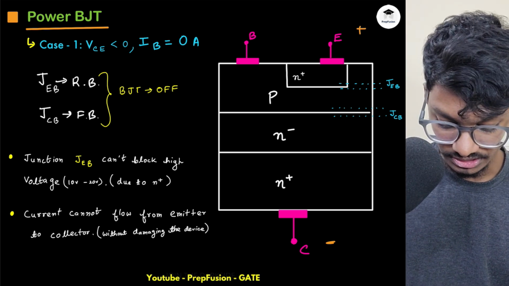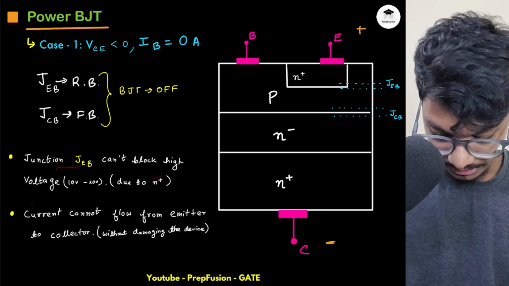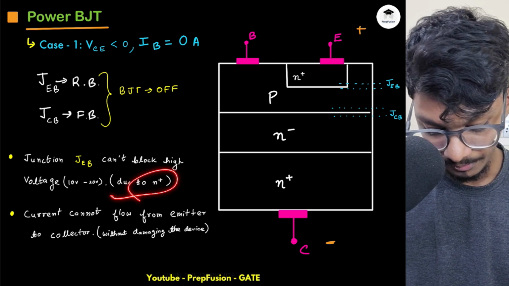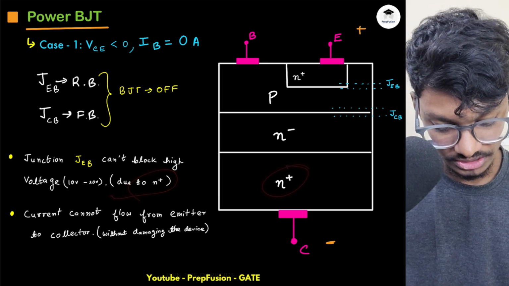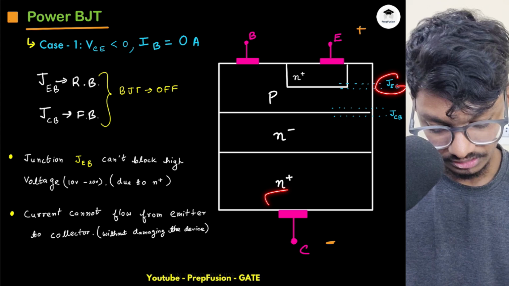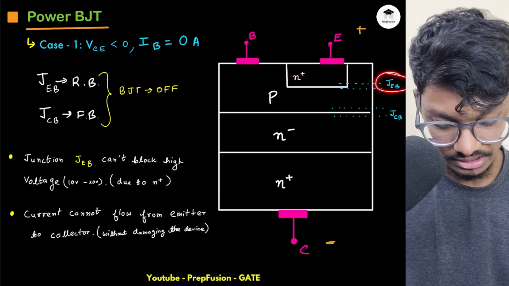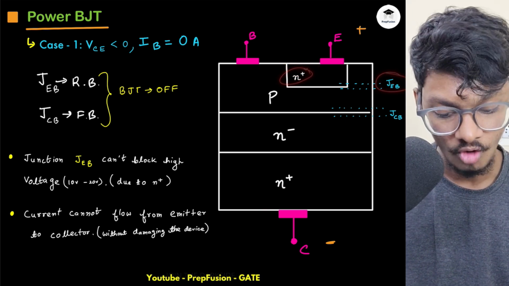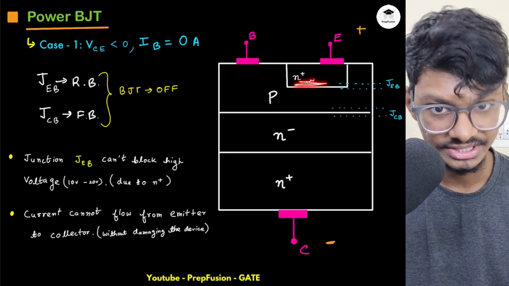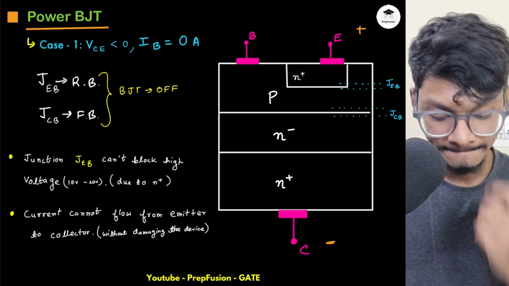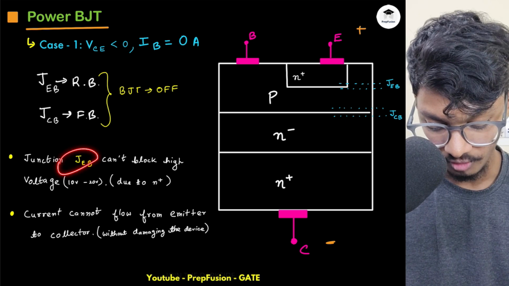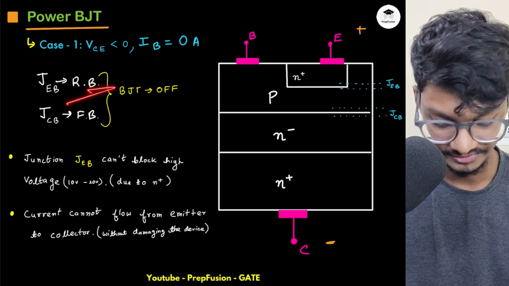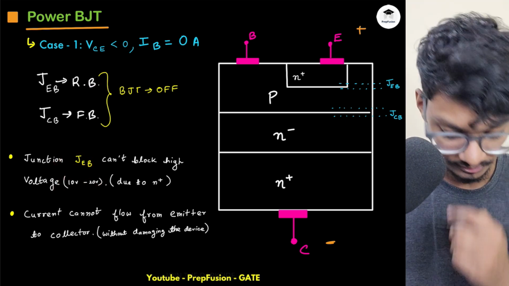Now, junction JEB can't block high voltage due to N plus. Junction EB has N plus, so obviously the width of the depletion layer won't be very high. That's why it will be low. So it cannot block a very high amount of voltage even though it is reverse bias. The range can be 10 to 20 volts.